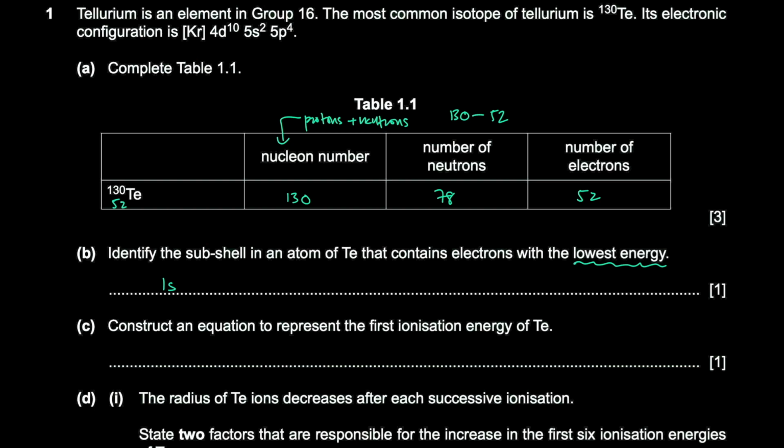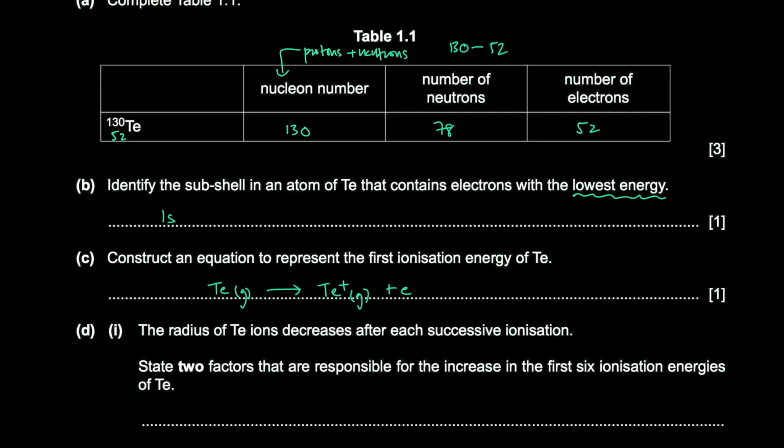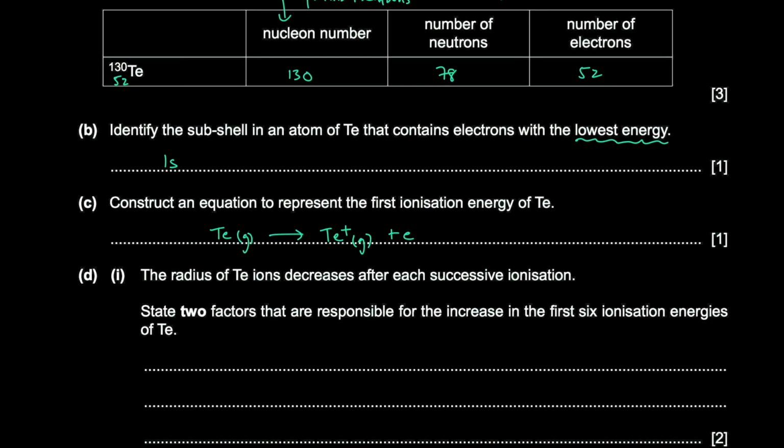Construct an equation to represent the first ionization energy of tellurium. The first ionization energy is the energy needed to remove 1 mole of electrons from 1 mole of gaseous atoms to form 1 mole of gaseous 1 plus ions. So this is the equation for the first ionization energy.